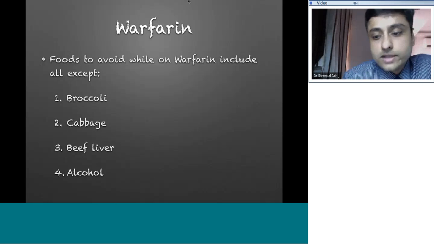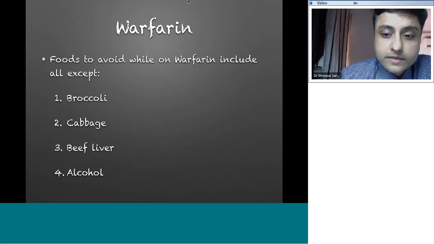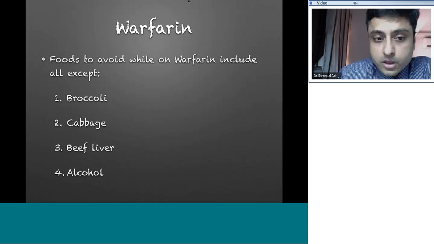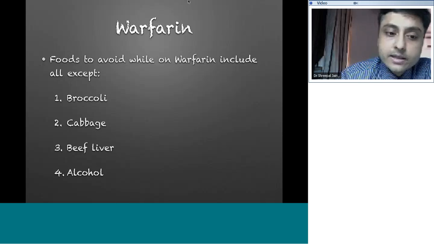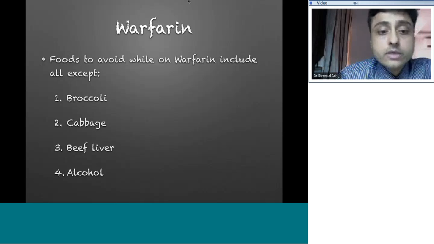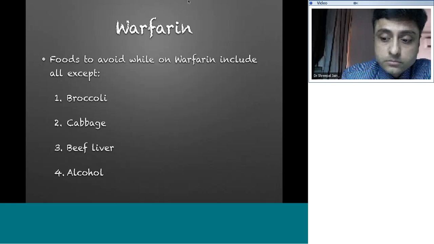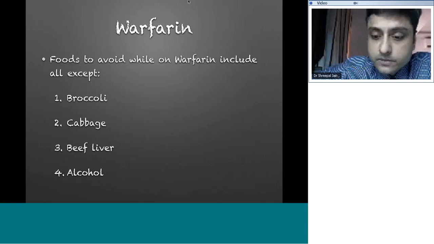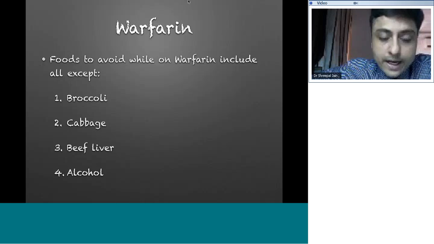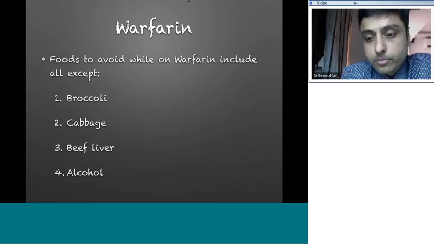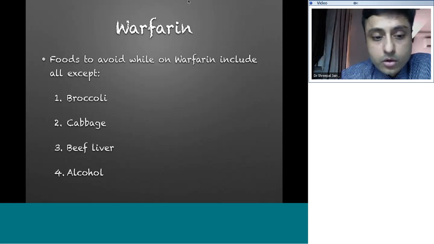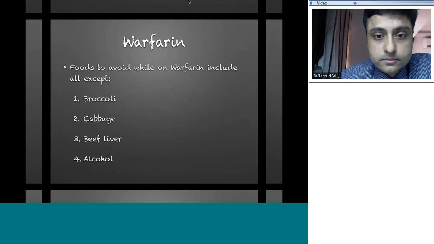So this was actually a catch question. So basically all of these foods as well as alcohol you need to avoid while being on warfarin. So broccoli, cabbage, beef liver, they have very high contents of vitamin K. Alcohol now has dual action in a patient who is on warfarin. Acute ingestion of alcohol can actually suppress the warfarin metabolism, leading to increased levels, whereas chronic consumption leads to activation of those enzymes and increased metabolism of warfarin. So the dose of warfarin requirement would go up in patients who are chronic alcoholics.